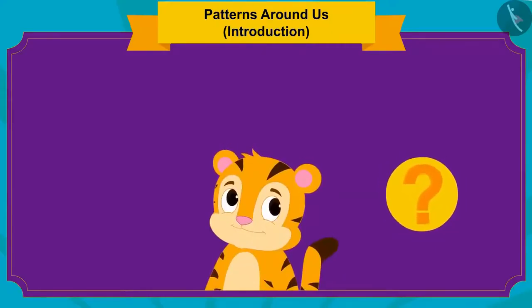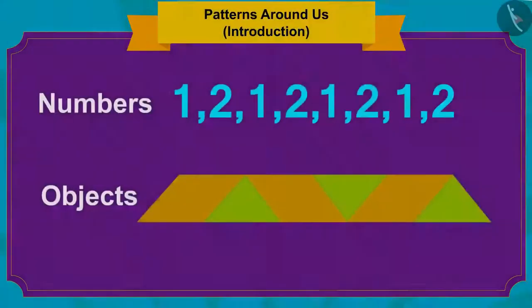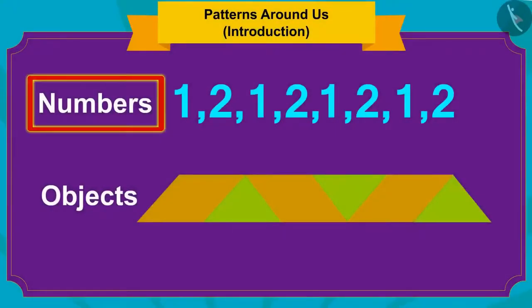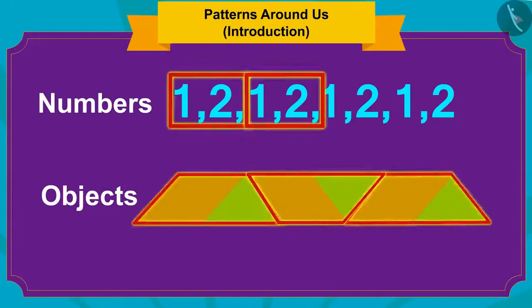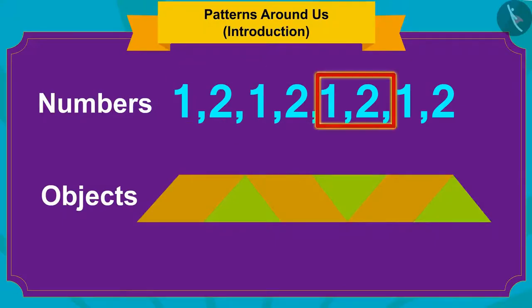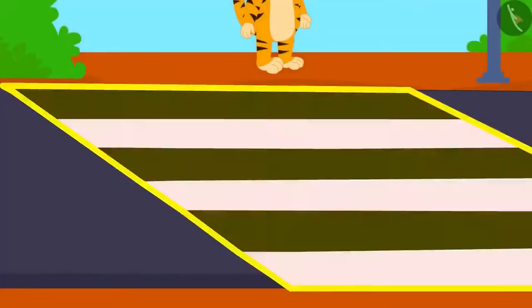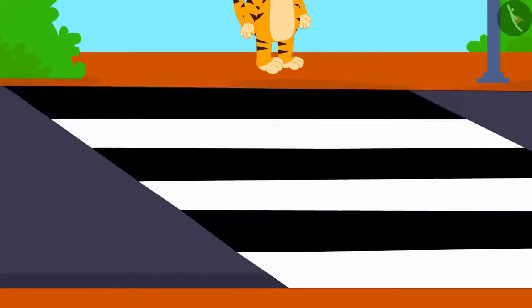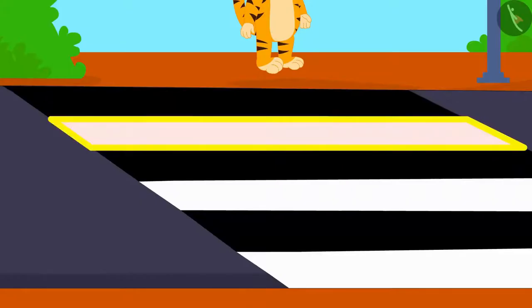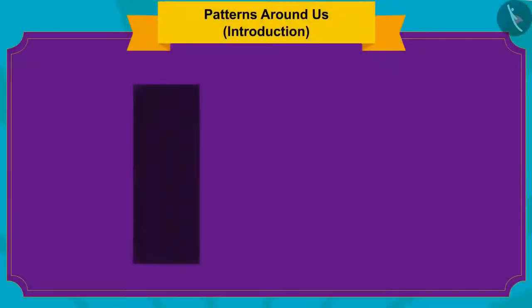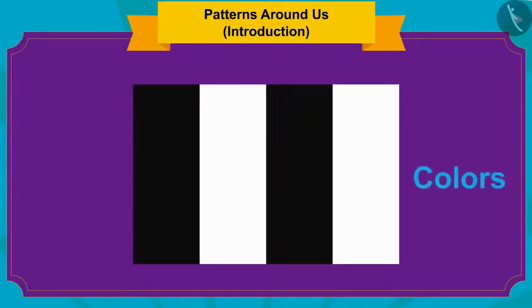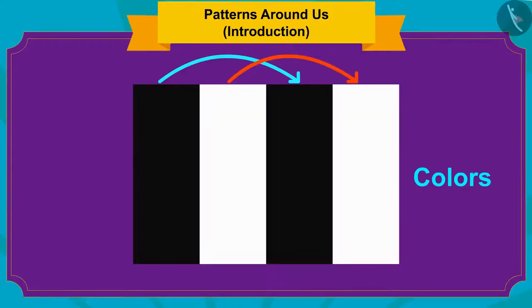Children, do you know what patterns are? A pattern is a group of numbers or objects in such a way that all objects are related to each other by some rule. For example, here there is one black band at the zebra crossing, and then the other one is a white band. And these are repeating to form the colors of the strips in this way. This is an example of a pattern in which colors are being repeated according to a rule.